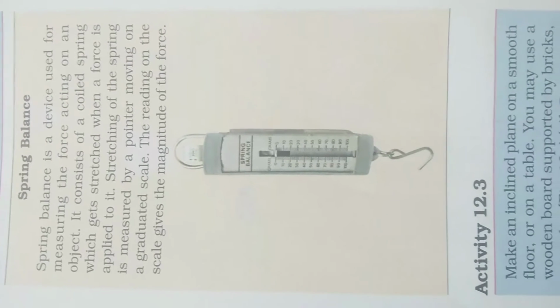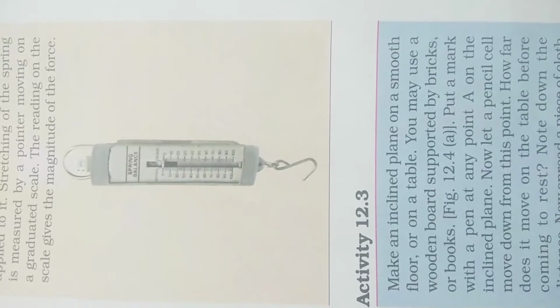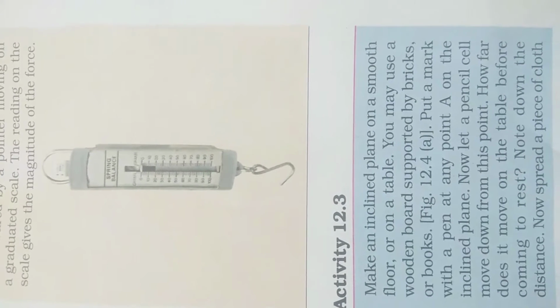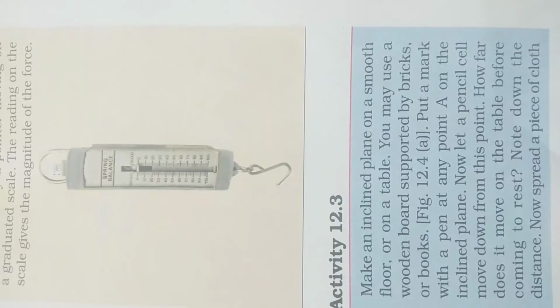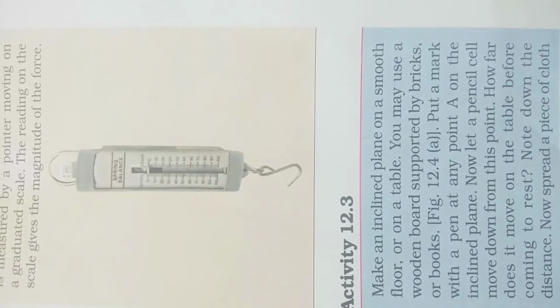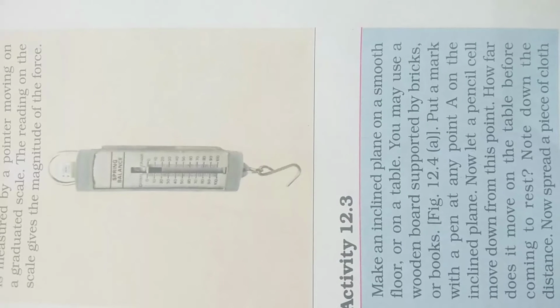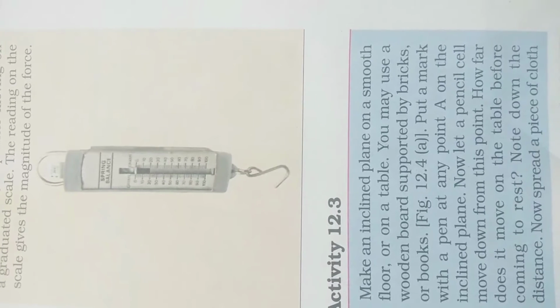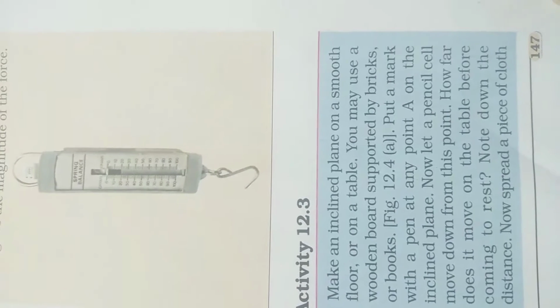Now we'll see next, make an inclined plane on a smooth floor or on a table. You may use a wooden board supported by bricks or books as shown in figure. Put a mark with a pen at any point A on the inclined plane. Now let a pencil shell move down from this point. How far does it move on the table before coming to rest? Now note down the distance.